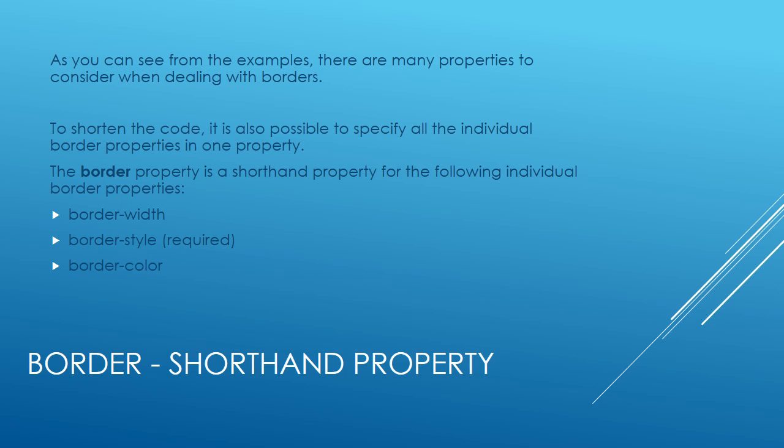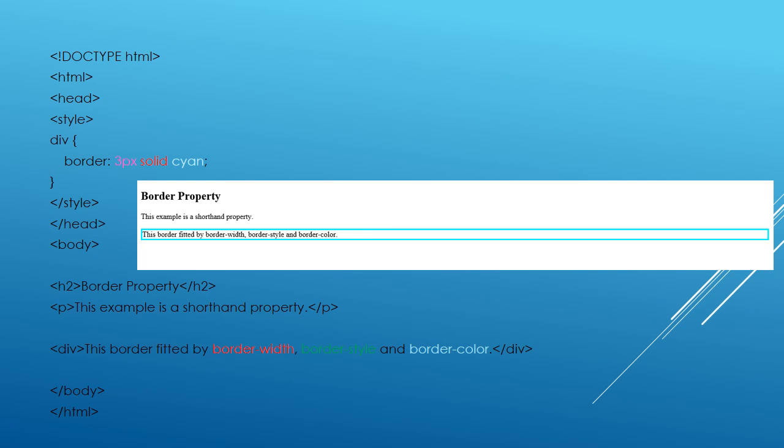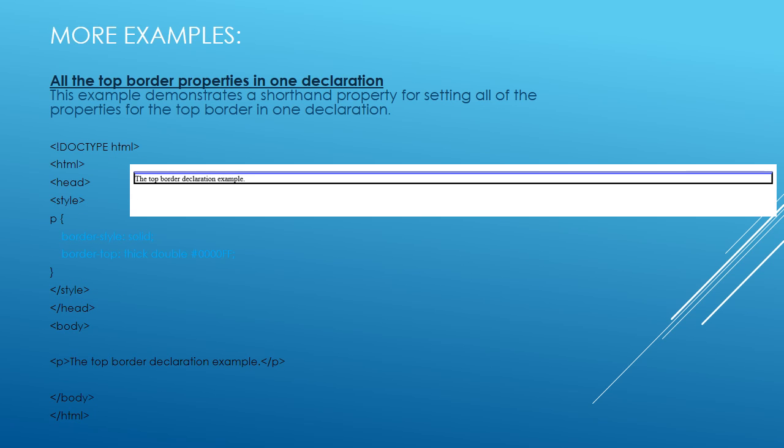To shorten the code, it is also possible to specify all the individual border properties in one property. The border property is a shorthand property for the following individual border properties: border-width, border-style (required), border-color. Example of border shorthand property. All the top border properties in one declaration. This example demonstrates a shorthand property for setting all of the properties for the top border in one declaration.